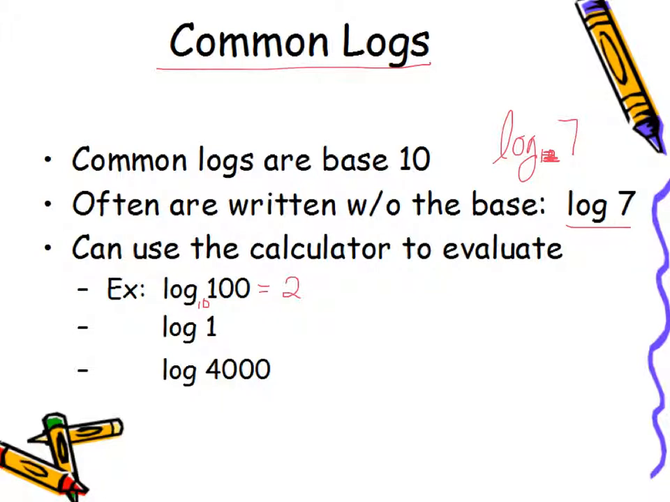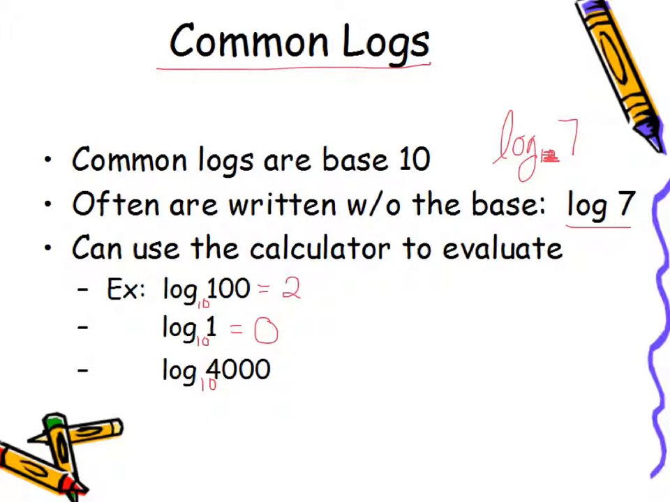All right, on the next one we have log of 1. Okay, so assume there's a little 10 here. We don't write it, but we assume it's there. So that'd be 10 to the 0 power, and you can type that in your calculator to check it. This last one doesn't come out so nice. 4,000 is not a perfect power of 10, so this isn't going to work great.